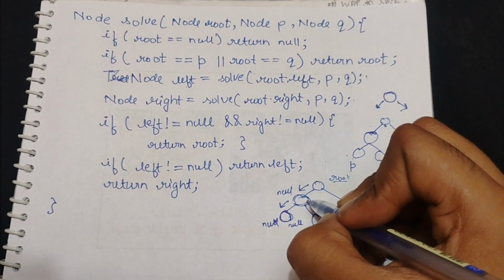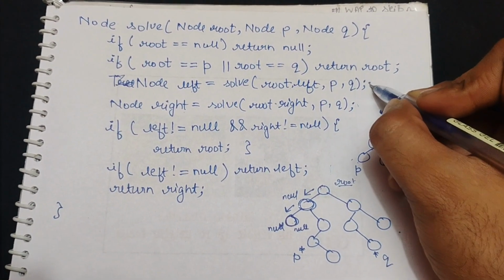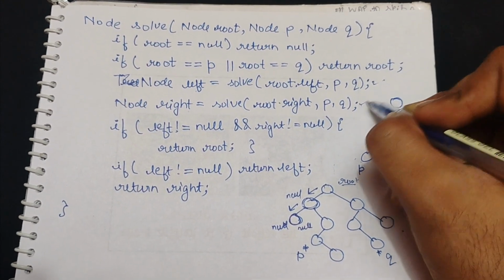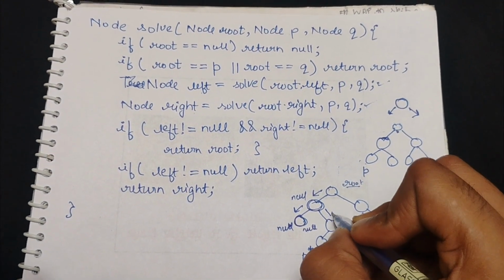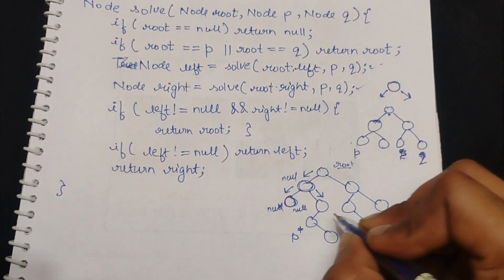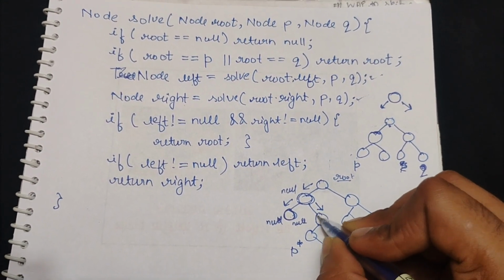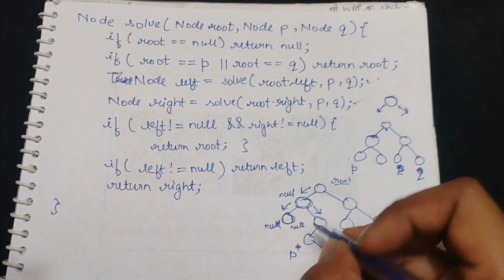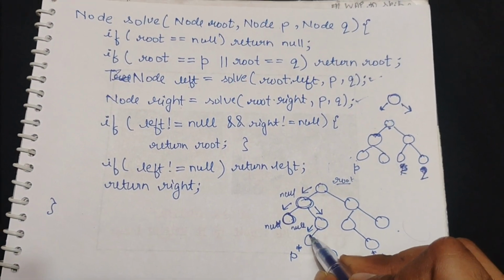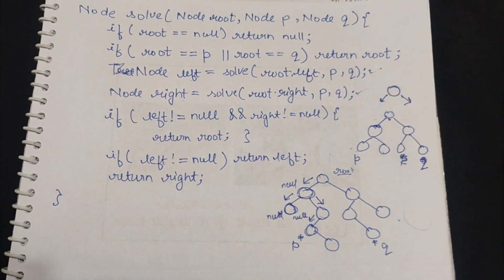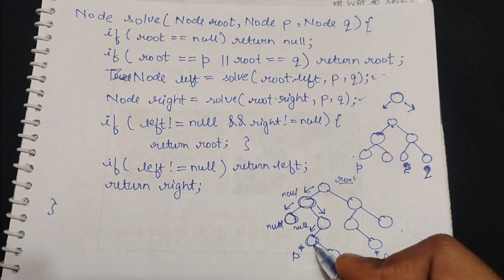Okay, now this node has completed its left call. Now it will come towards its right call, that is this will come over here, right? Yes. Now this node will again call its left, it will come over here. Now this node will call its left.